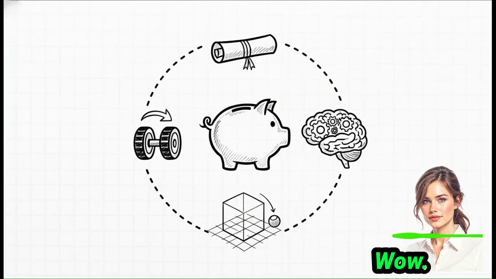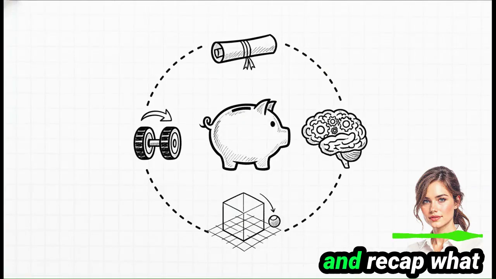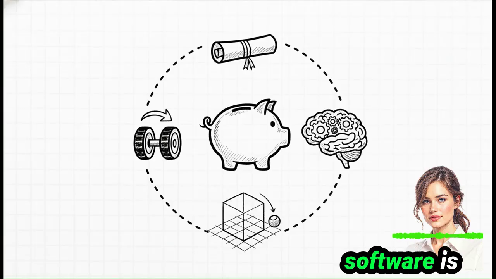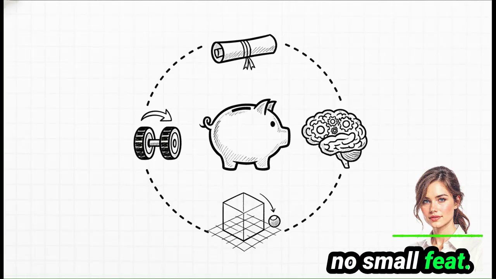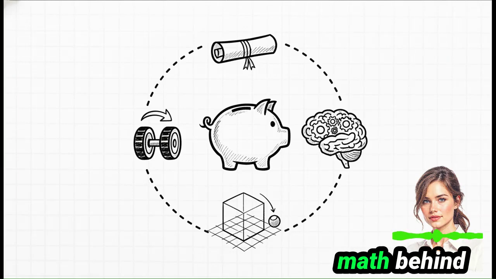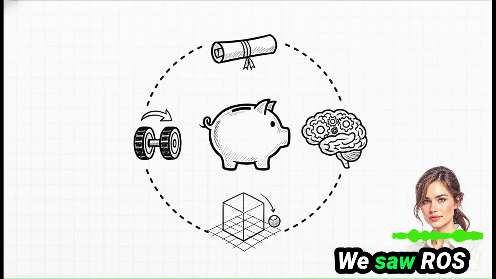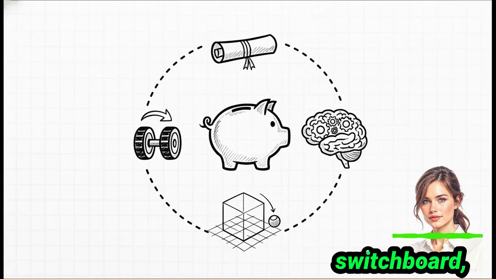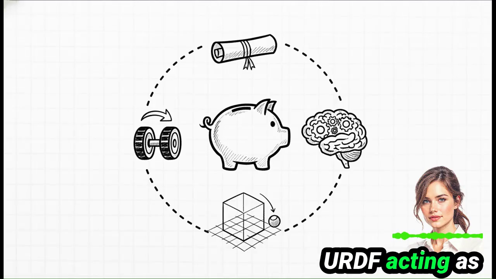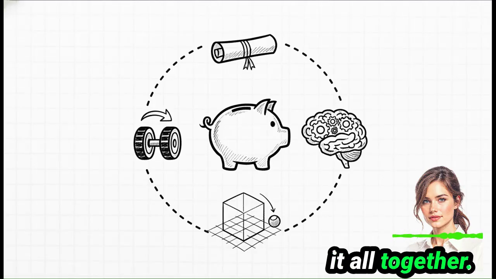Wow. Okay, let's take a quick breath and recap what we've covered in this explainer. Bridging the gap from mechanical design to software is no small feat. We saw that simulation saves us massive hardware costs and time. We learned how kinematics gives us the math behind the movement. We saw ROS acting as our brilliant switchboard, Gazebo giving us a world with real physics, and URDF acting as our master 3D blueprint tying it all together.